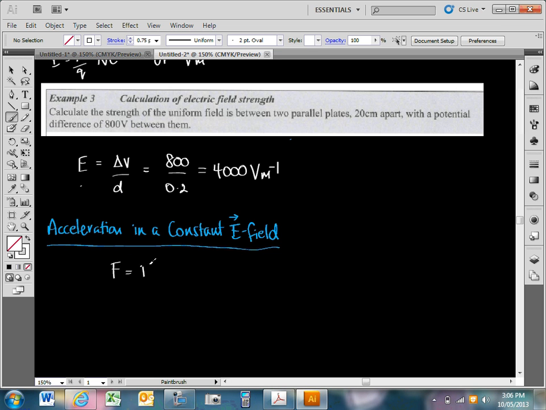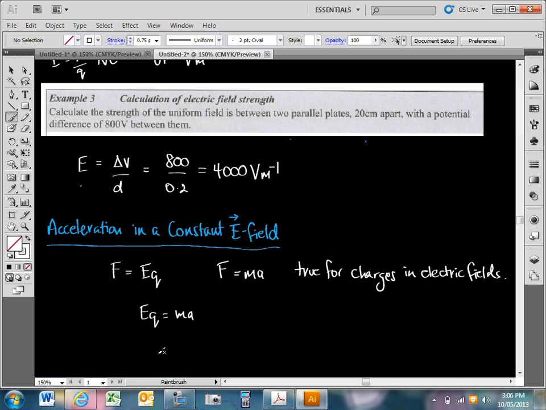The force is equal to EQ. Force is also equal to MA, Newton's second law. If that's true for charges in electric fields, if they're both true, then I can equate them. EQ equals MA. From that, A is equal to EQ on M.